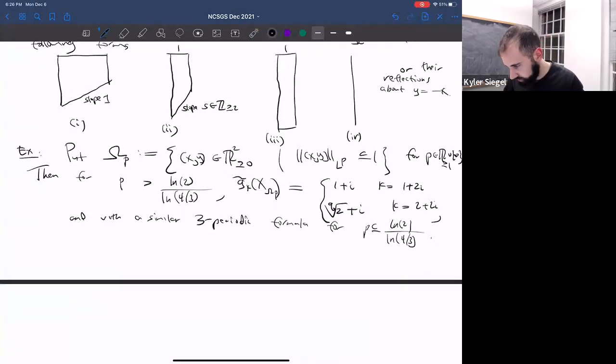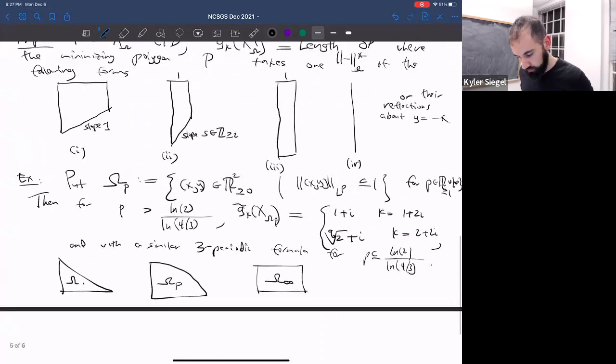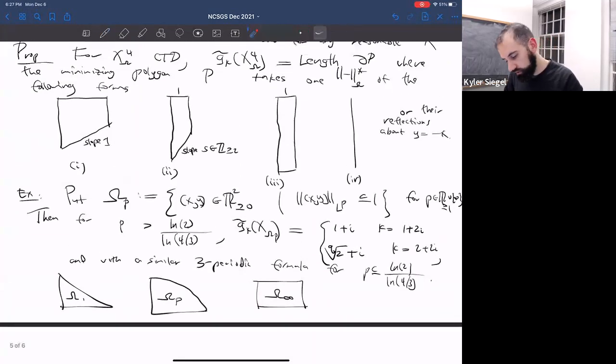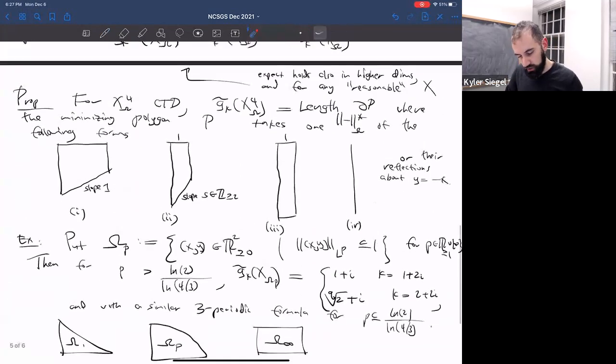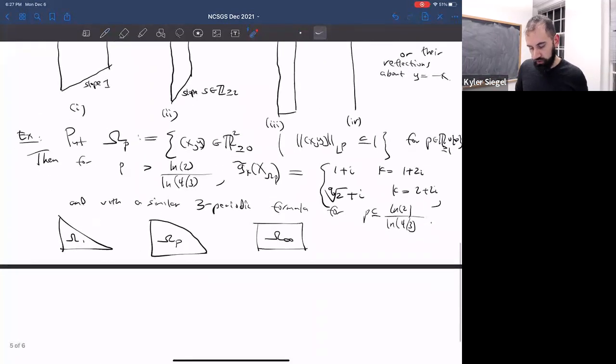And by the way, this is just to give you a picture. Omega 1 is actually just the usual round ball, and then omega P is something like this, and then omega infinity just gives you the cube. Using this principle, you can use the main theorem or this proposition to extract explicit formulas, and we are able to give a formula for the ellipsoid.